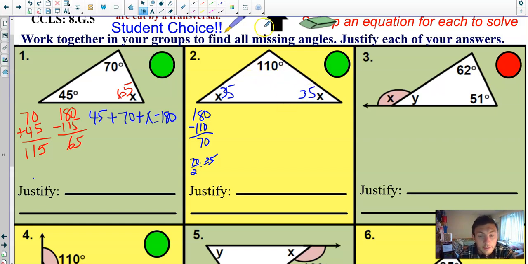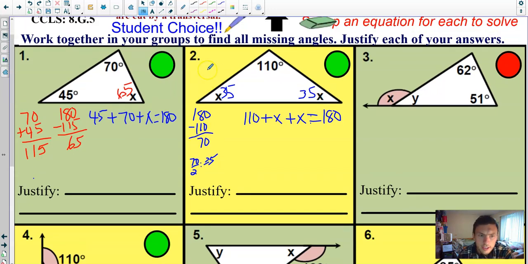The other way to do it would have been to write an equation. So 110 plus x plus x equals 180. You're just adding up the 3 angles and setting them equal to 180, because we know that the 3 interior angles of a triangle have a sum of 180.